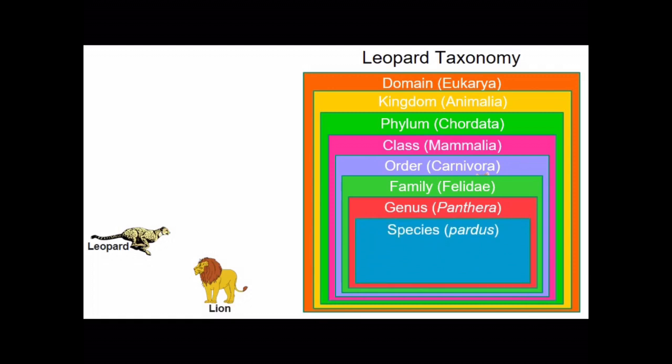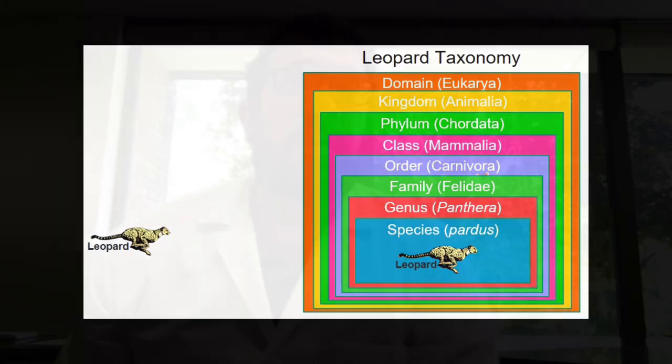And finally, leopards are, the species name is Pardus, and so that would eliminate our lion. And so we finally have the taxonomy levels of a leopard here. All right, there it is, our second lesson on the classification system.